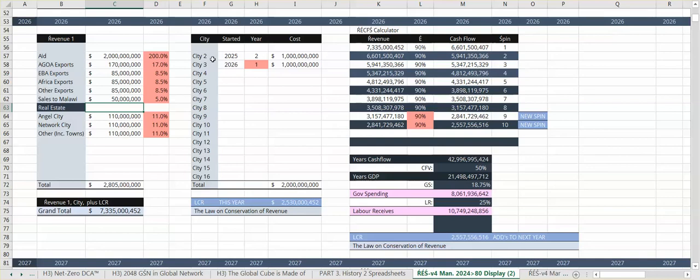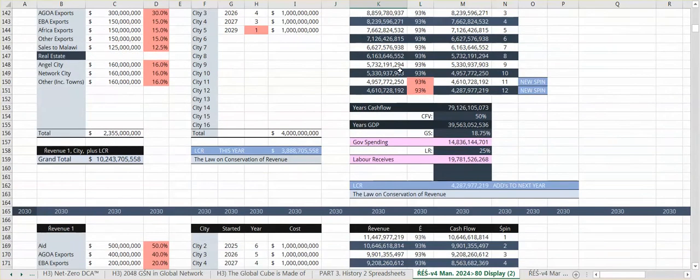Exports, which we didn't have previously. We're just really monitoring things by the R and the E. Increasing the spin so it spends the money quicker and quicker in the same year. And in E, increasing the efficiency of the monopoly, i.e. at 93% of all money is going from one company to another company in the same network.